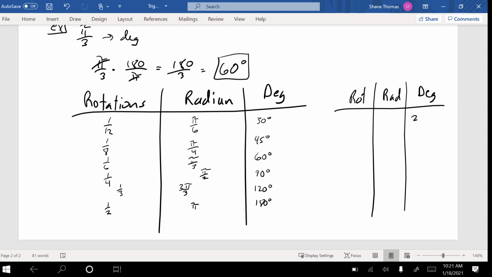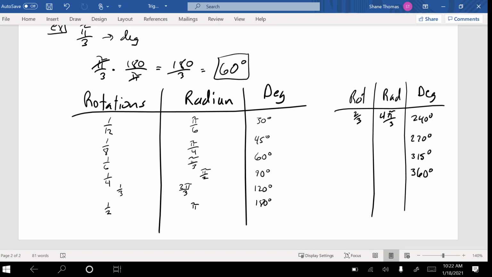All right, then a couple more to hit: 240, 270, 315, 360. Again, these are just your most common angles that you're going to see. 240 degrees would be 4/3 pi, which is 2/3 of a rotation.